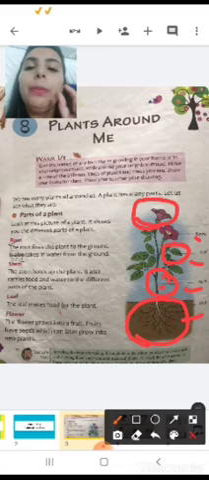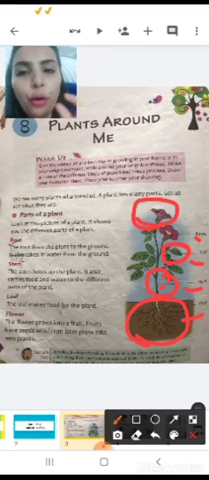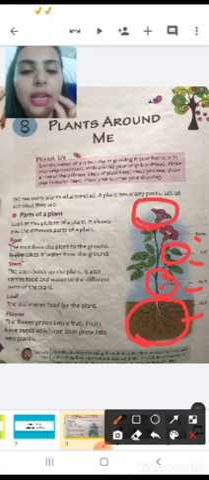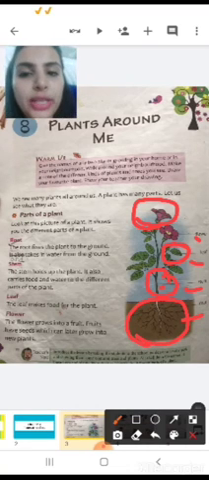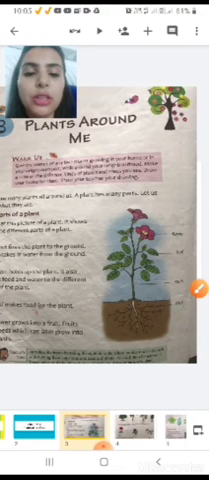First of all, in the plant there is a small flower which grows, and then this flower turns into the fruit, and before the fruit there is a small seed. These are the basic parts of the plants.